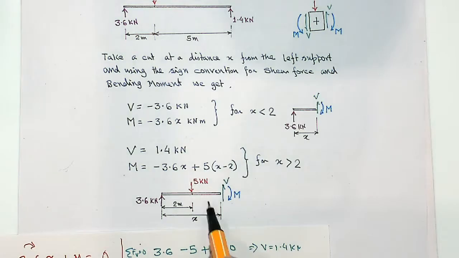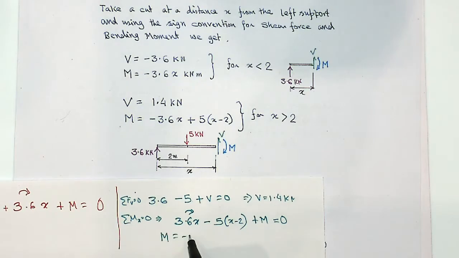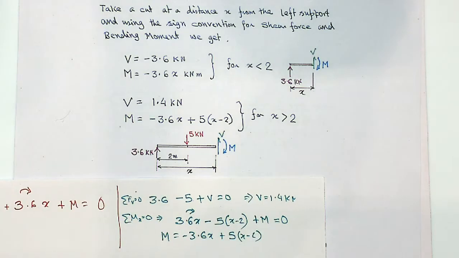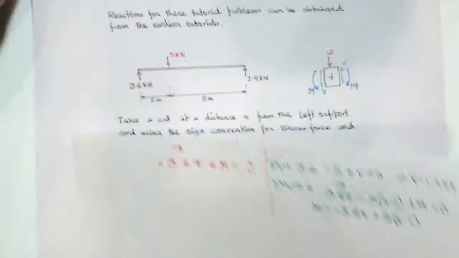So that will come with a minus sign, and 5 times this distance. So this distance is x minus 2. And of course M is in the same direction, plus M equal to 0. So that would give me M is equal to minus 3.6x plus 5 times x minus 2. So those are the two sections that you need to take, because other points it doesn't vary, doesn't have any other loads or anything else.